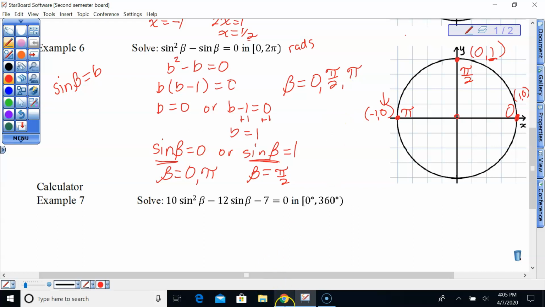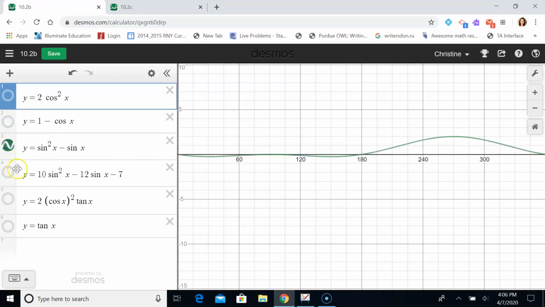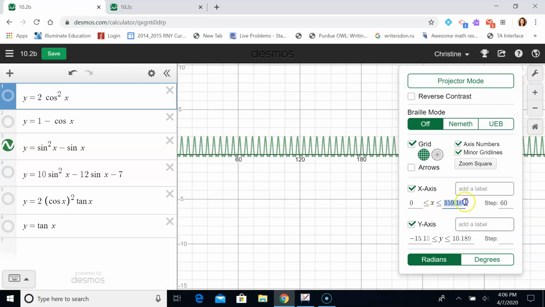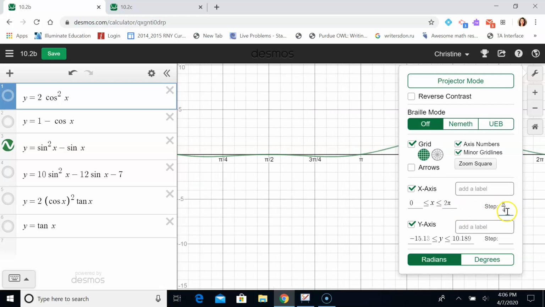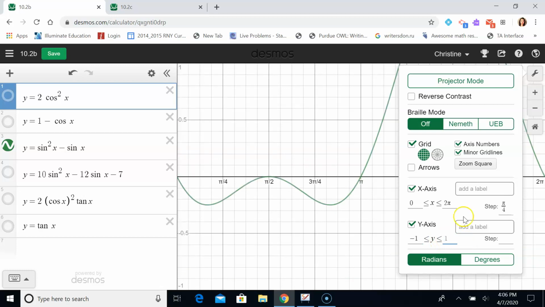Again, we're going to check this in Desmos. So I'm going to go back to Desmos. And I have this equation here, y equals sine squared x minus sine x. But this is set in degrees here, so what we're going to do is change it back to radians. And we'll go from 0 to 2 pi. And we'll just do a step of, say, pi over 4. And maybe we'll change our x-axis so it's a little bit less dramatic looking there, or less flat.